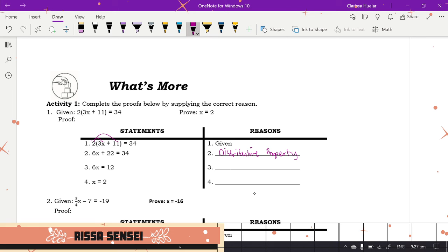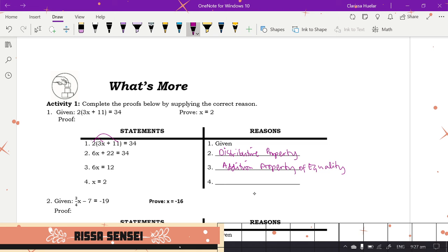And after that, bakit kaya naging 6x equals 12? Because we can add negative 22 on both sides. So, that's by addition property of equality. Kapag kayo nagsusulat, bubuuin nyo ha. Bubuuin ko na para. And addition property of equality.